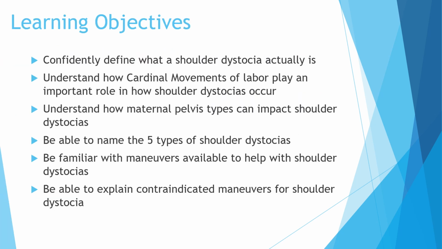So, learning objectives: confidently define what a shoulder dystocia actually is, understand how cardinal movements of labor play an important role in how a shoulder dystocia occurs, understanding how maternal pelvic types can affect a shoulder dystocia. Pelvimetry is a lost art with midwives, but it does give you some benefits in the back of your mind to know what positions to offer, what ways to help prevent a shoulder dystocia. Be able to name the 5 types of shoulder dystocias, be familiar with the maneuvers available to help with shoulder dystocias, be able to explain contraindications to certain maneuvers.